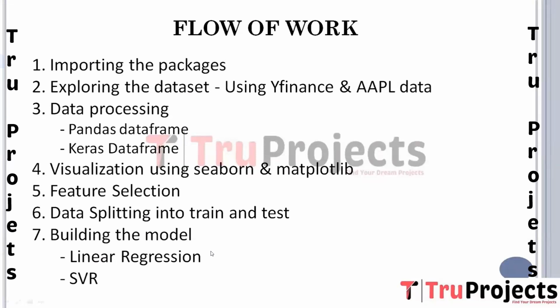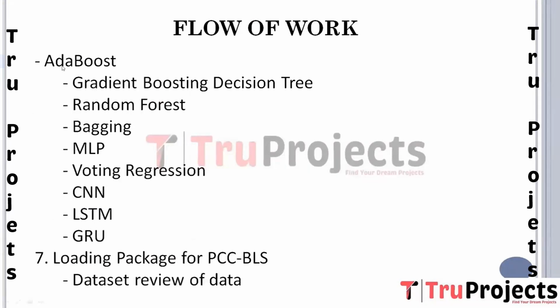This step involves training a machine learning model on the training data. The model can be a linear regression over here, a support vector machine, a support vector regression model, or any other type of machine learning model. Next, we have AdaBoost. AdaBoost is a boosting ensemble model that works by training a sequence of weak learners and then combining them to form a strong learner.